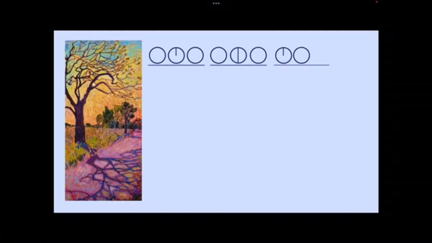Picturesque. Let's go over the sounds. P, I, K, T, U, R, E, S, K. That's what we can hear, but as that blinking shows, it's not how we write it.